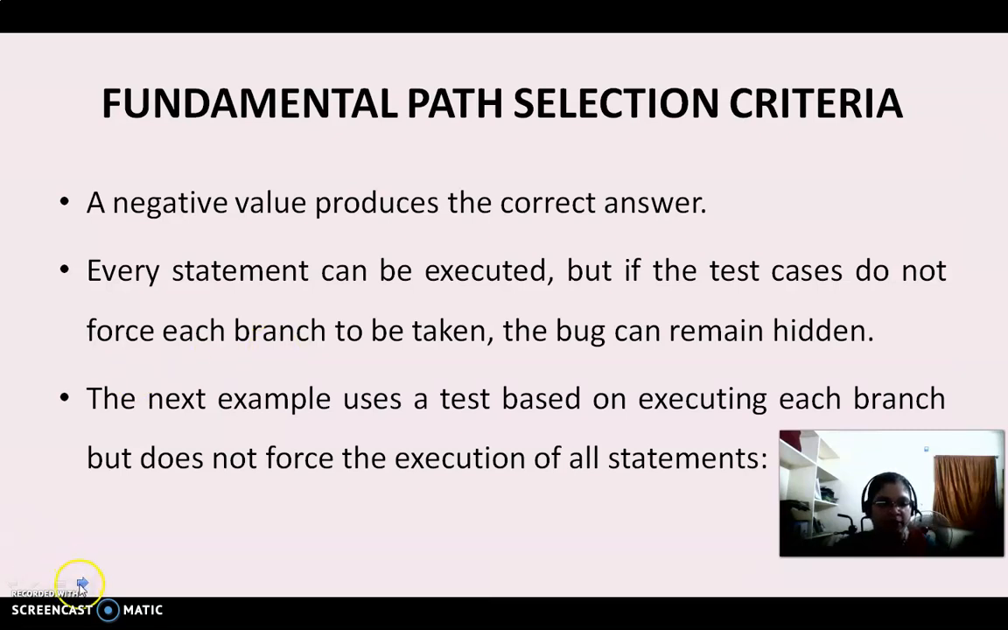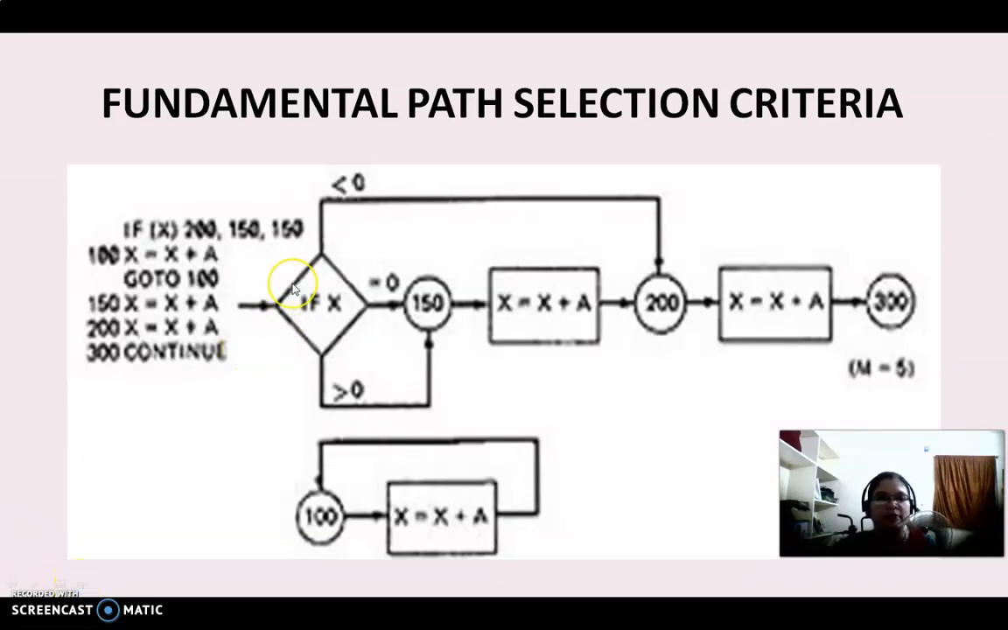That's what it is saying. Okay, so now let us see this example here. Some of the bug-prone situations it is causing. Some multi-way branching also, we can say this example is also called multi-way branching. If x is 200, 150, 150, 100, x is equal to x plus a.